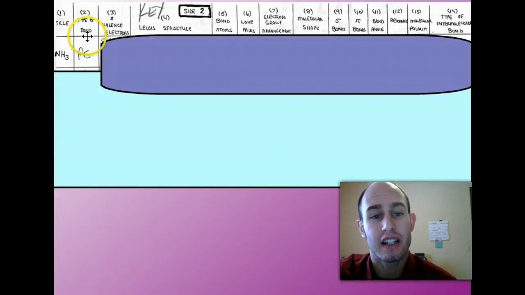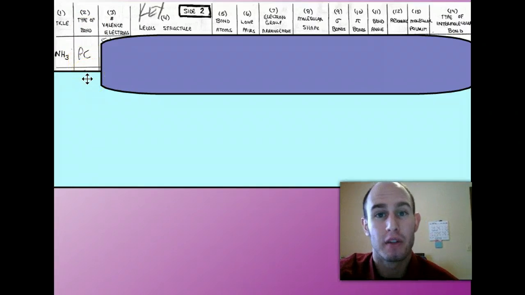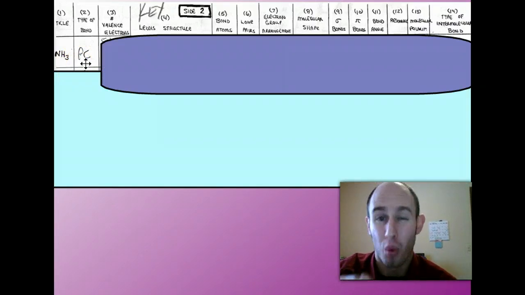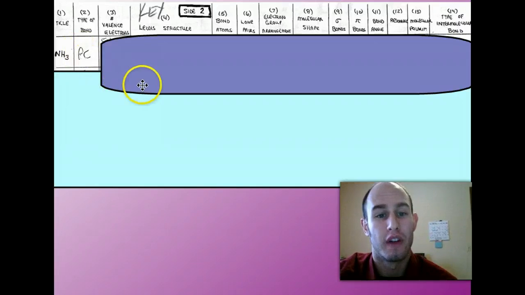Your second column is asking you what type of bond it is. Well, listed here, it's polar covalent. Remember the ways we can figure out if it is an ionic, covalent, or non-polar covalent bond? You can find the electronegativity differences, subtract them, and if it falls into the polar covalent range, greater than 0.3, less than 1.7, then that is going to be a polar covalent bond.